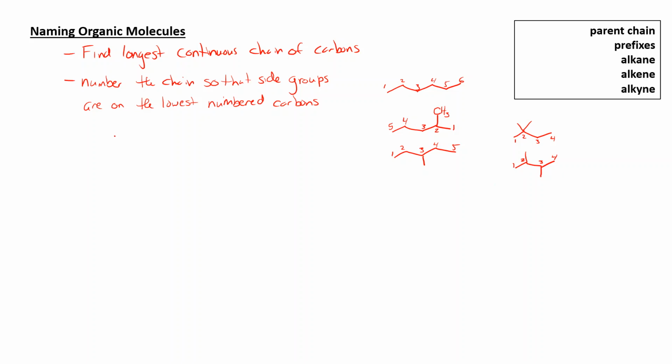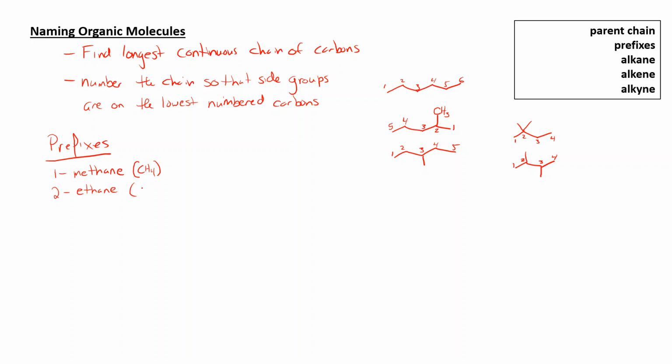All right, now we name the parent chain by our set of prefixes. Okay, so if our parent chain has 1 carbon, then we would call it methane. So methane is, of course, just CH4. Okay? And there's no constitutional isomers of methane because the carbon has to be in the middle.